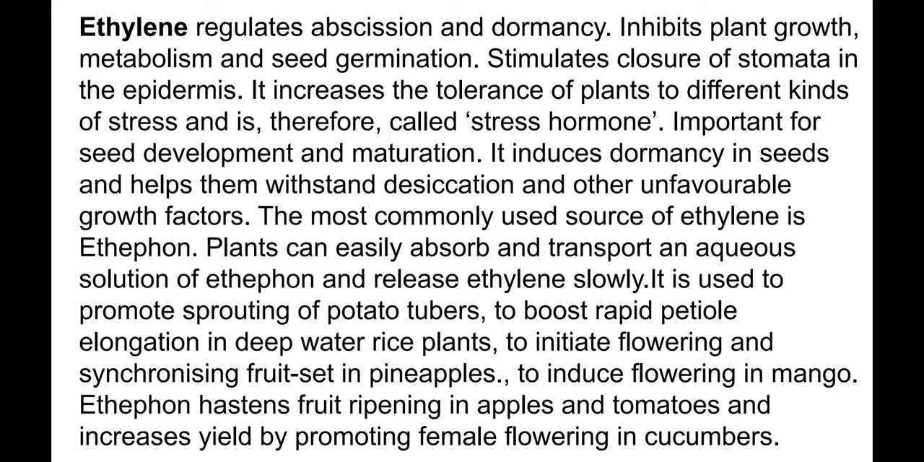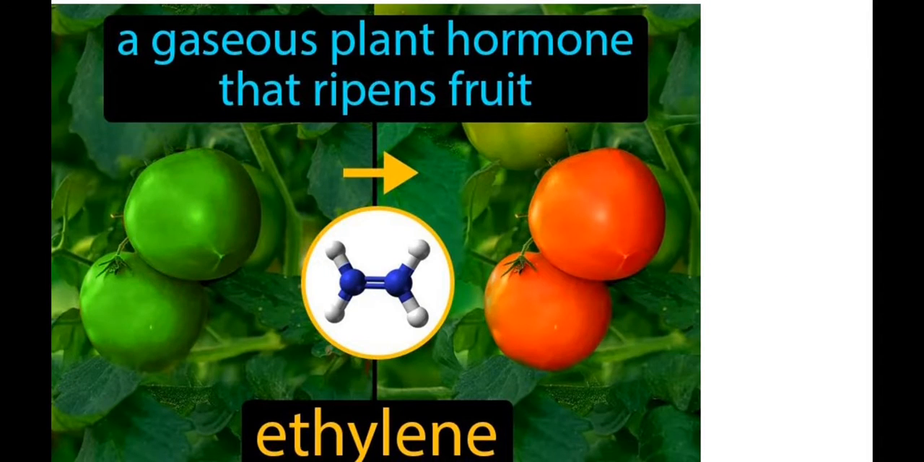ethylene slowly. So it is used to promote sprouting of potato tubers and boost rapid elongation of the stems of rice plants. So it is very much in use again, and it also hastens fruit ripening in apples and tomatoes. Okay, so it is quite much in use. You see that it makes fruits ripen quicker.